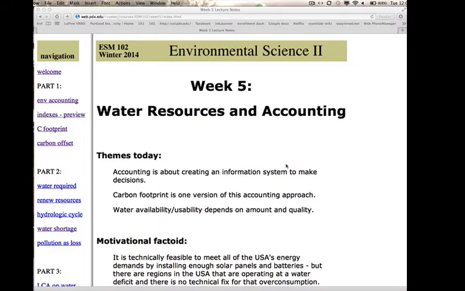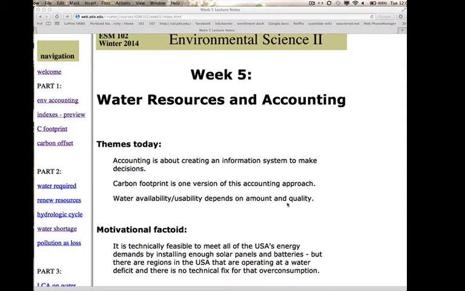The carbon footprint is one you're probably familiar with, and I want to explore that a little bit as to how that relates to accounting. And then the other thing is to look at water availability and usability, the amount and quality of that water, and how that can be studied using an accounting approach and will help us make some sorts of decisions.